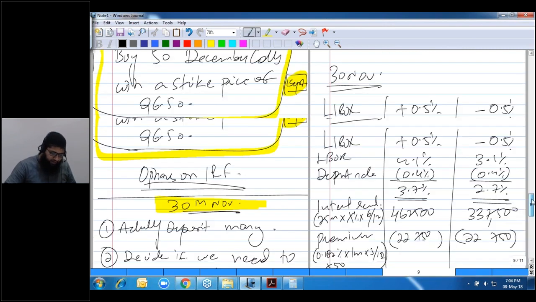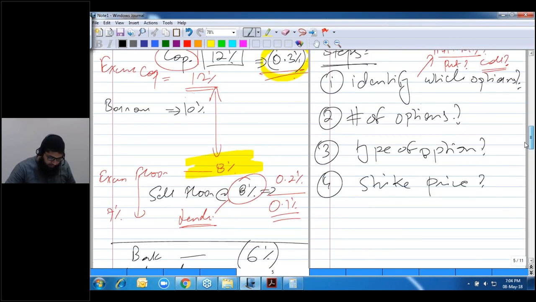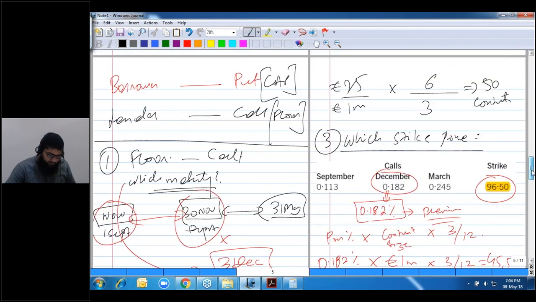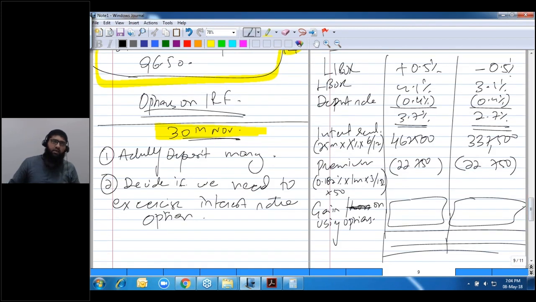So what have we done up till now? We've created the options hedge. And once we have created the options hedge, we said that we are going to deposit the money, earning an interest of XYZ. The premium cost was a mandatory cost, so we have paid the premium cost. And the next situation is that there's going to be a gain on using options. Either there's going to be nothing on options or there's going to be a gain. Now, how would we get the gain on using the options?